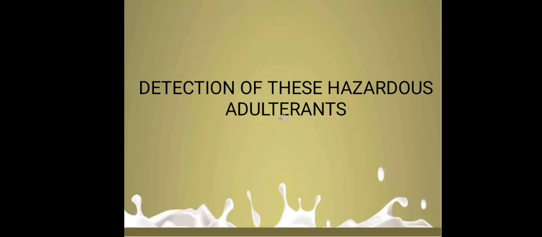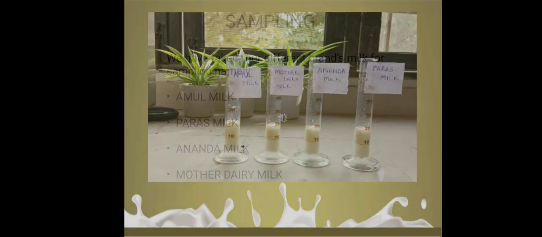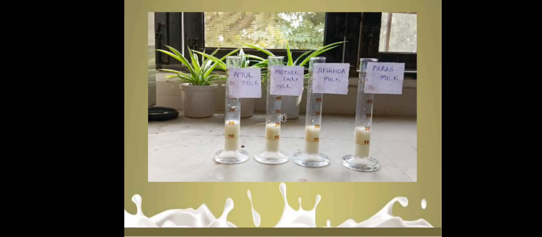Now let's move forward towards the main topic of our presentation, that is the detection of these hazardous adulterants in milk. For sampling, we have performed the experiment on 4 different brands of milk, namely Amul milk, Paras milk, Ananda milk, and Mother Dairy milk. These are the samples we took for our experiment. We have taken 20 milliliters of each brand's milk for our experiment.